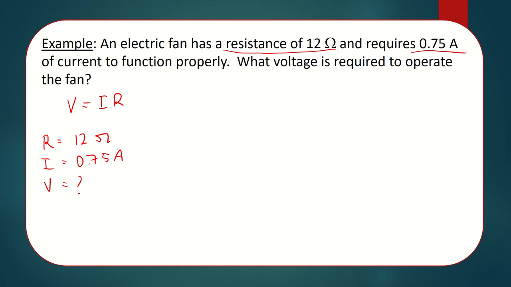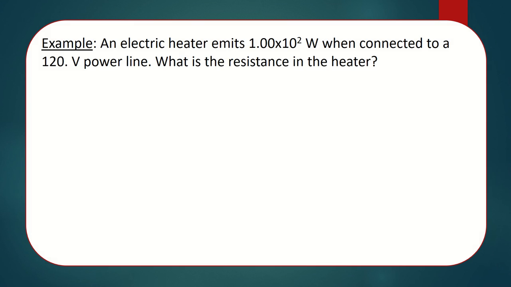In this case, we can get away with Ohm's law and just plug in the values for I and for R to get the voltage. So the I is 0.75 times 12 ohms. And again, this should have two significant figures at the end, so 0.75 times 12 equals 9.0 volts. So that means the fan needs 9 volts to operate properly. Okay, so this is a simple question with Ohm's law. So what else can we do here? Well, let's take a look at the next example.